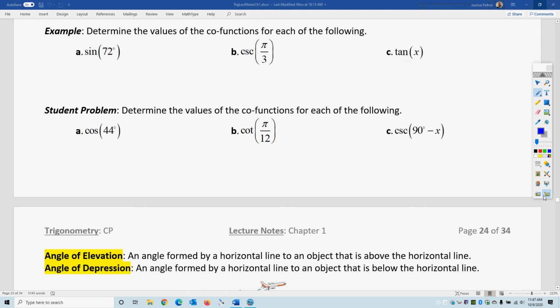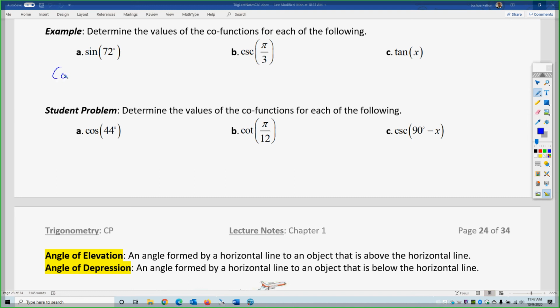So give me the equivalent trig function. Sine of 72 is equivalent to the cosine of 90 degrees minus 72 degrees. So 8 more gives me the 90, so that's 18 degrees. So that is equal to the cosine of 18 degrees. If you plug this into the calculator, you'll see that they are the same value.